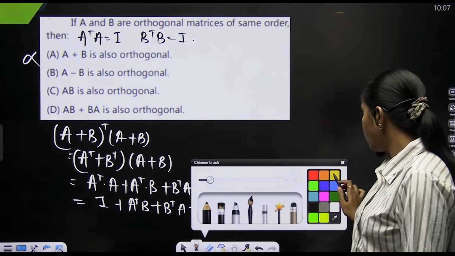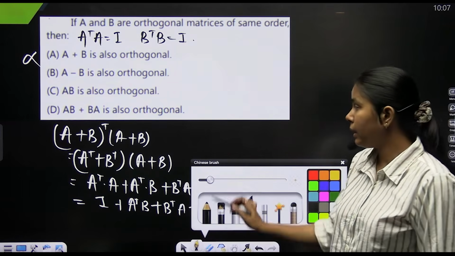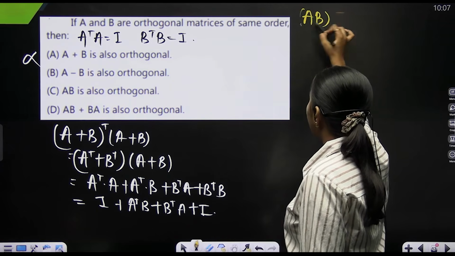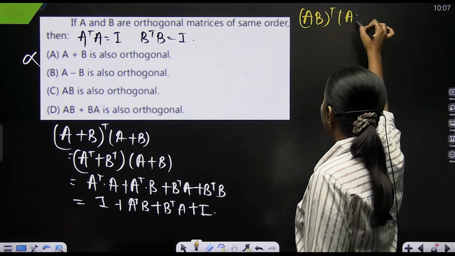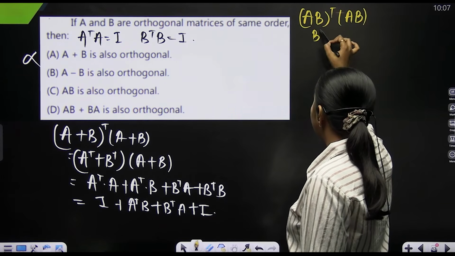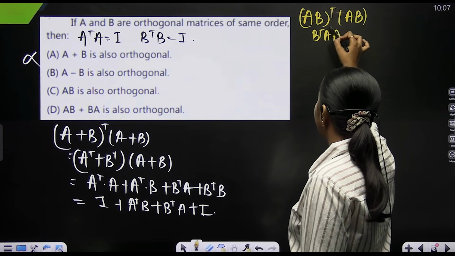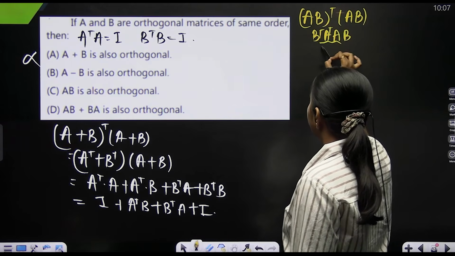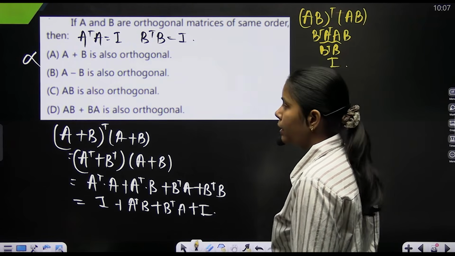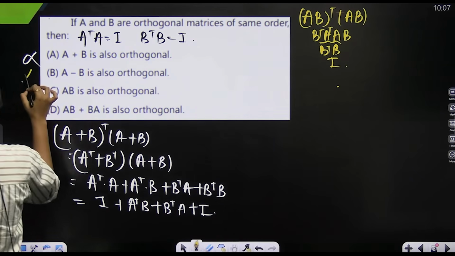AB is also orthogonal. They are saying that AB is orthogonal. That means AB transpose into AB. We have already checked that. So B transpose A transpose A B, A transpose A is identity, then we have B transpose B, and it is also becoming an identity. So C is correct, B is incorrect, C is correct.